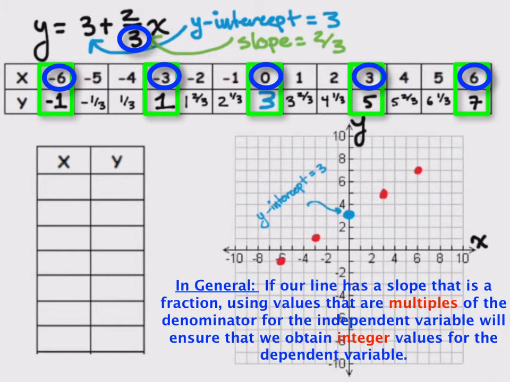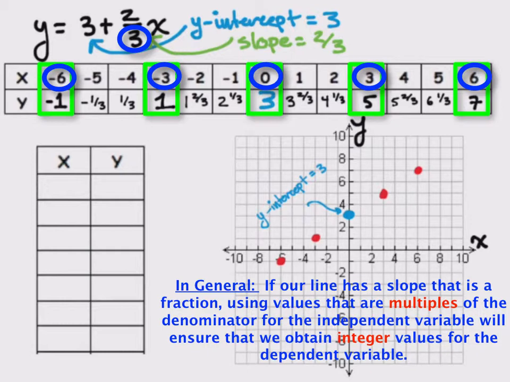So in general, if our line has a slope that is a fraction, using values that are multiples of the denominator for your independent variable will ensure that we obtain integer values for the dependent variable. And we like graphing integer values.